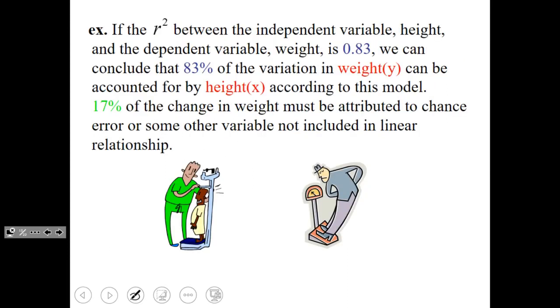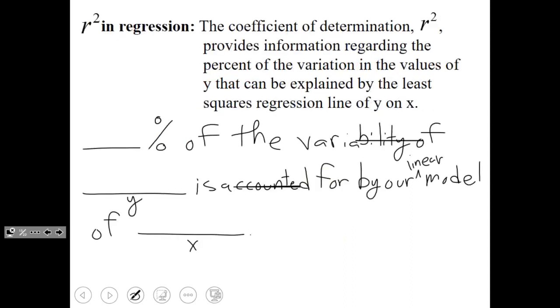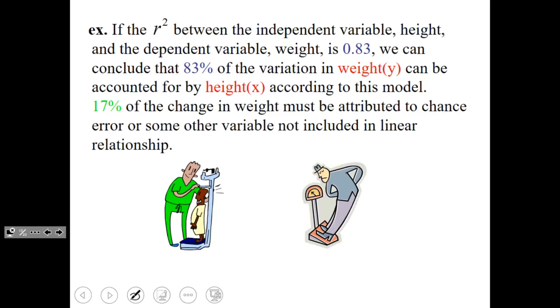So we're going to try this. Let's say my R squared between the independent variable height and dependent variable weight was 0.83. Now I can say that 83% of the variation in weight can be accounted for by height according to this model. That's not exactly the same sentence as I have here, and it doesn't need to be. But it does have to have those 3 points in it. It has to talk about the variability being accounted for, and it has to tell me it's a model. In this case, we're still using linear models.